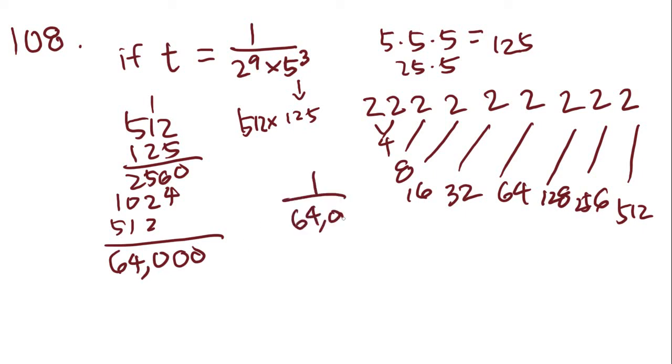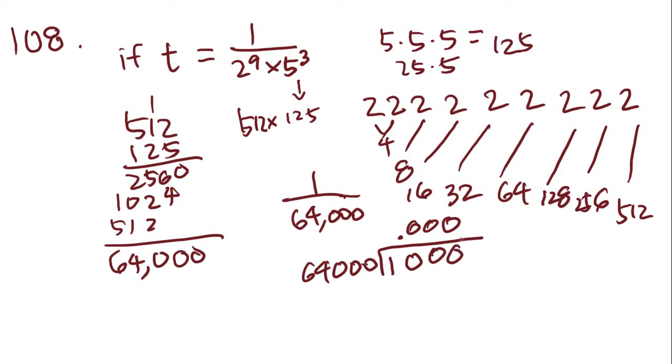They're saying if we do the division, how many zeros will be to the right of the decimal point? Let's figure this out. 1 zero, 2 zeros, 3 zeros, 4 zeros, and then the 1. 4 zeros. 4 is going to be answer choice B.